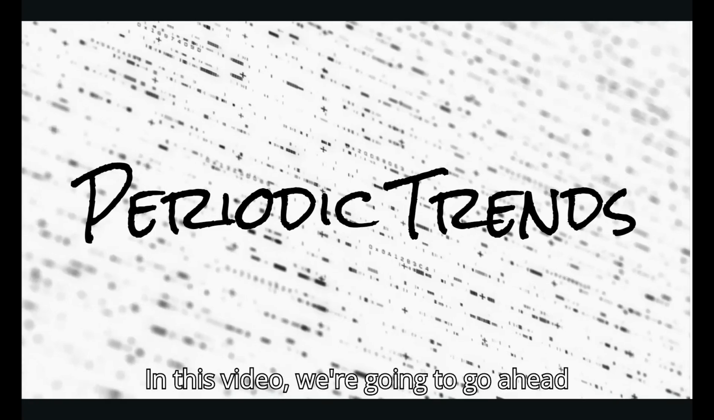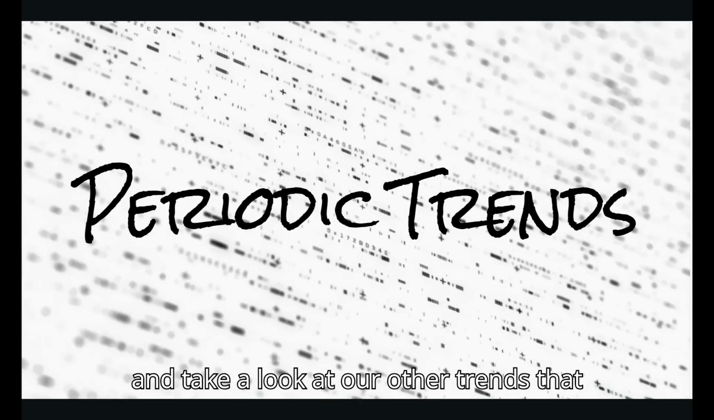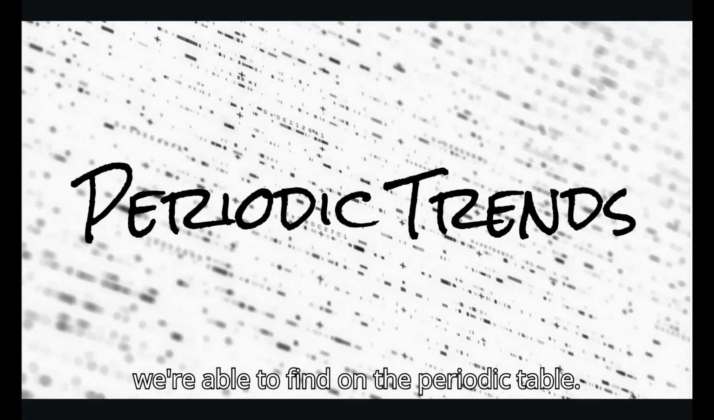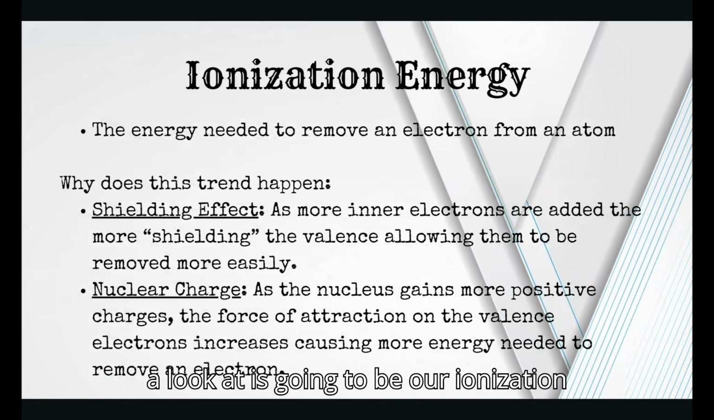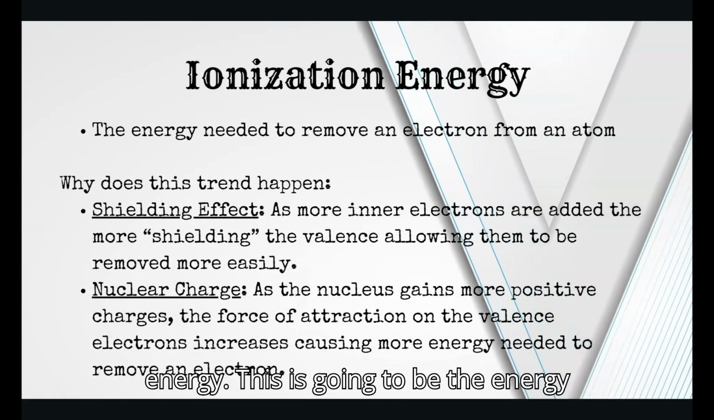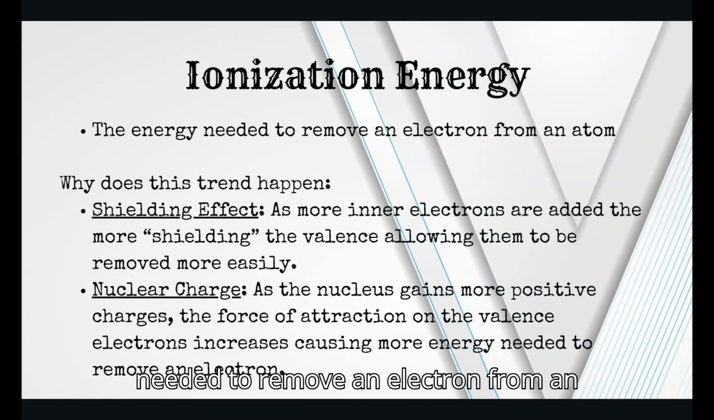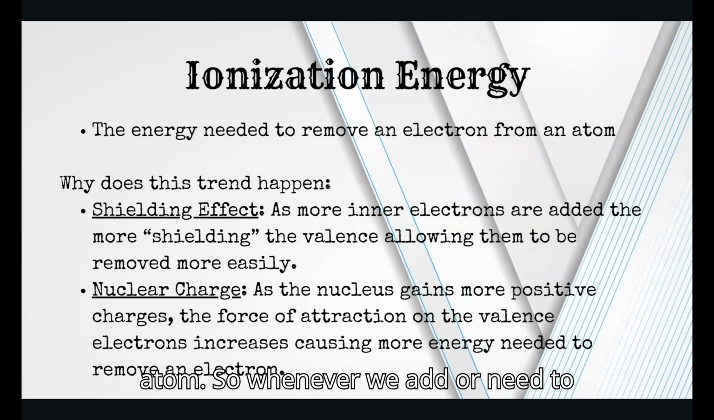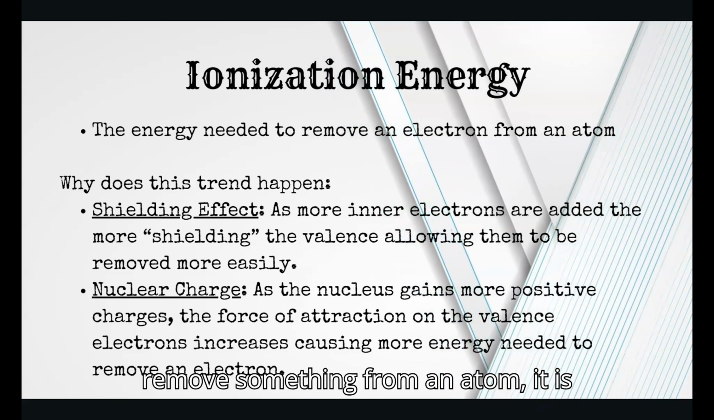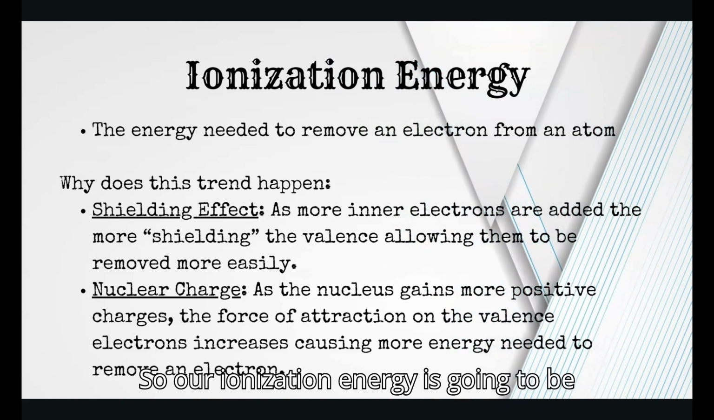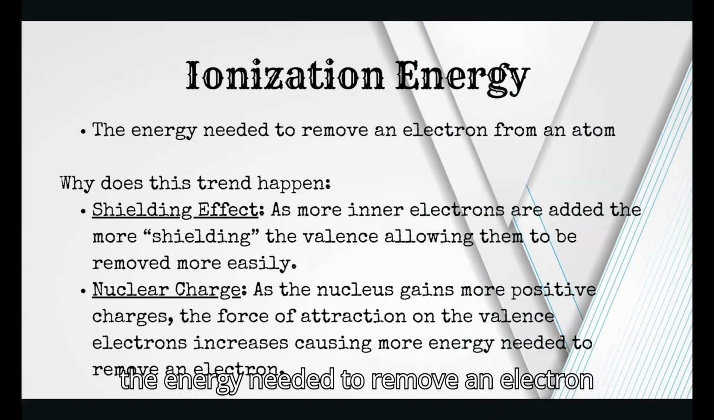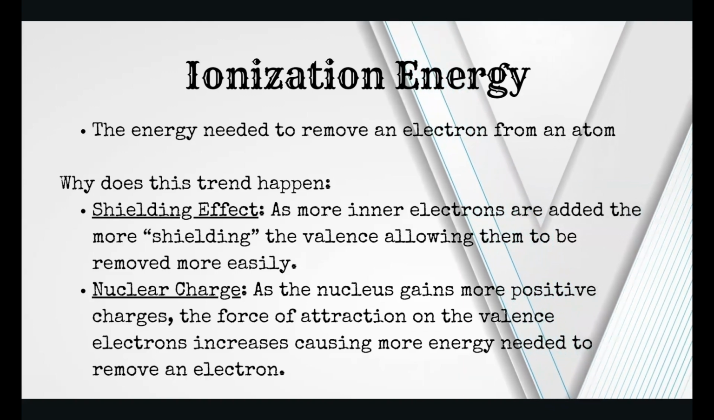In this video, we're going to take a look at other trends that we're able to find on the periodic table. The first trend is ionization energy. This is the energy needed to remove an electron from an atom. Whenever we need to remove something from an atom, it takes energy in order to do that.